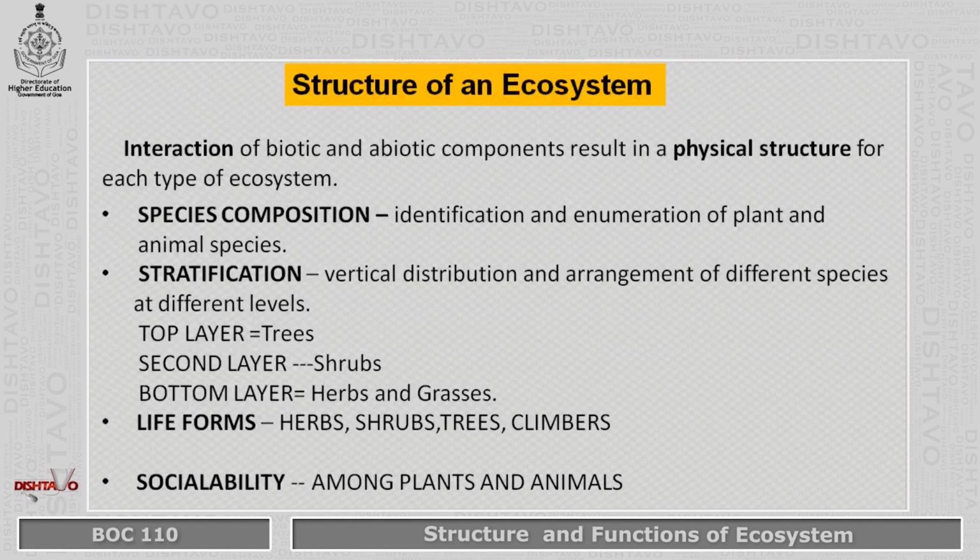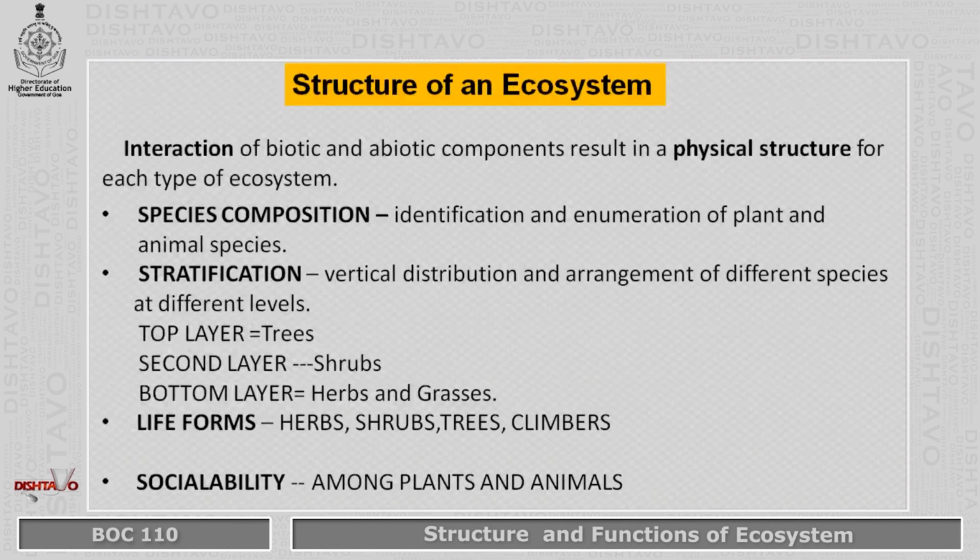First of all, species composition. You can identify and enumerate different plant and animal species in a particular ecosystem, may it be forest ecosystem, tundra ecosystem, desert ecosystem, grassland ecosystem, or aquatic ecosystems like freshwater ecosystem and marine ecosystem.